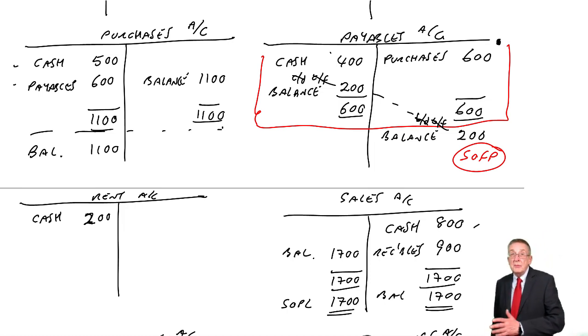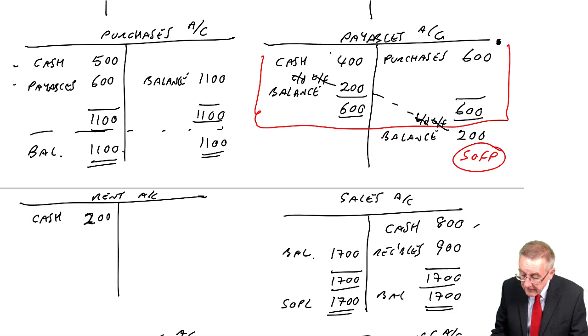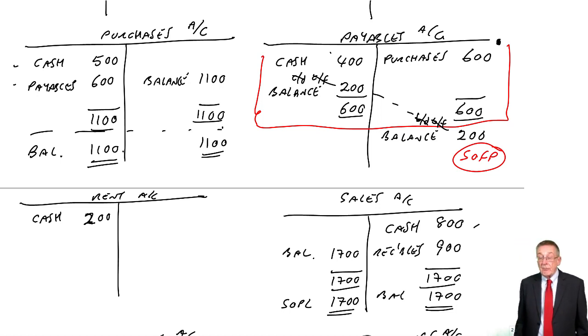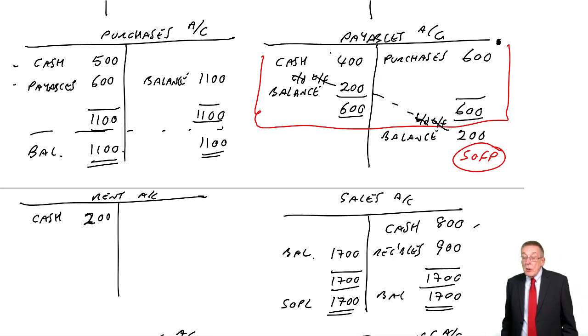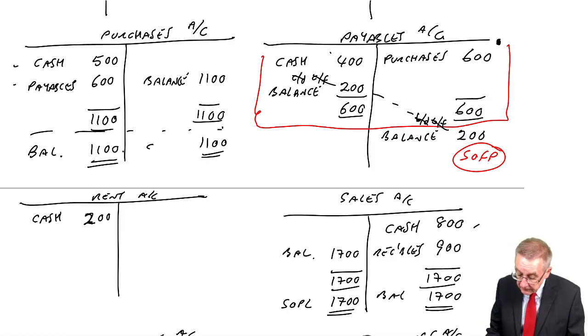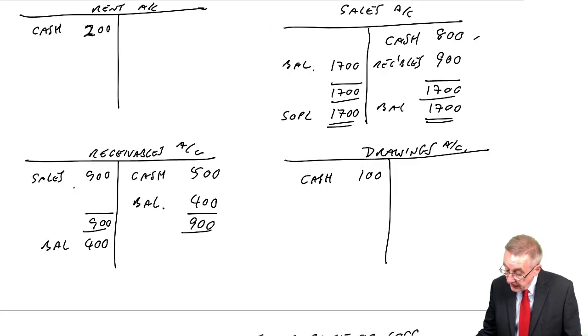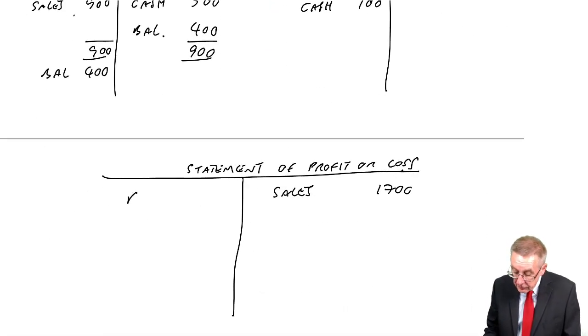Again, we remove the purchases. It's a debit of 1,100. If I credit with 1,100, the balance is 0. We can use the same account next year. Where are we going to have a double entry? Purchases appear in the statement of profit or loss. Credit purchases, debit statement of profit or loss with 1,100.